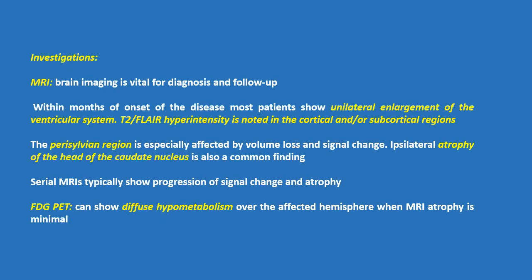Investigations: MRI, brain imaging is vital for diagnosis and follow-up. Within months of onset of the disease, most patients show unilateral enlargement of the ventricular system. T2 and FLAIR hyperintensity is noted in the cortical and or subcortical regions.